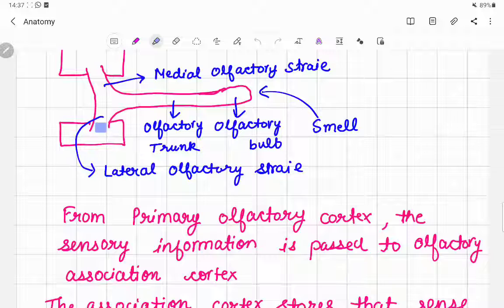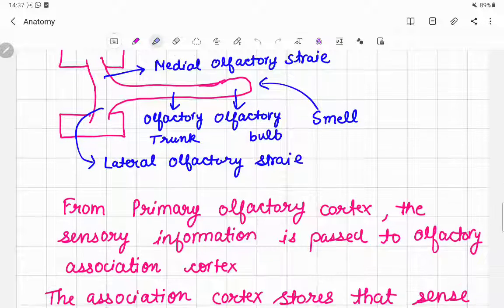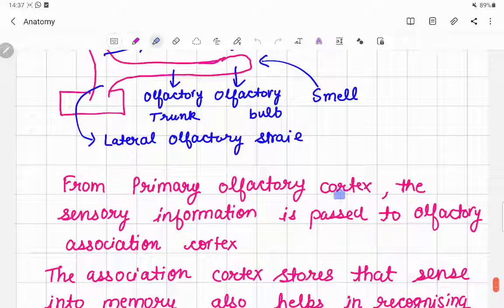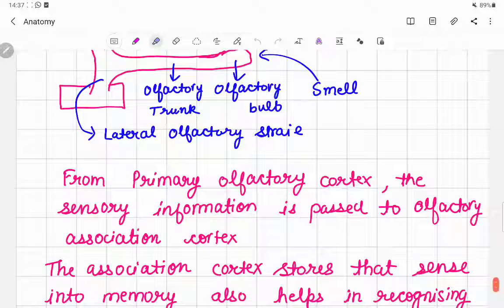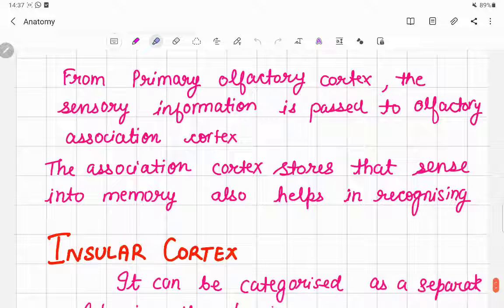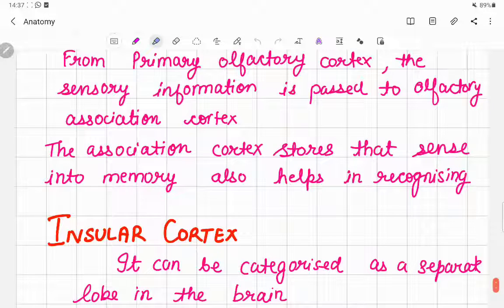As we can see here, this is the primary olfactory cortex. From the primary olfactory cortex, the sensory information is passed to the olfactory association cortex. The association cortex stores that sense in memory and also helps in recognizing it. There is a similar mechanism here: the association cortex compares it with the previous experiences and the previous memories which are already stored in the brain, and helps in analyzing what kind of smell it is.